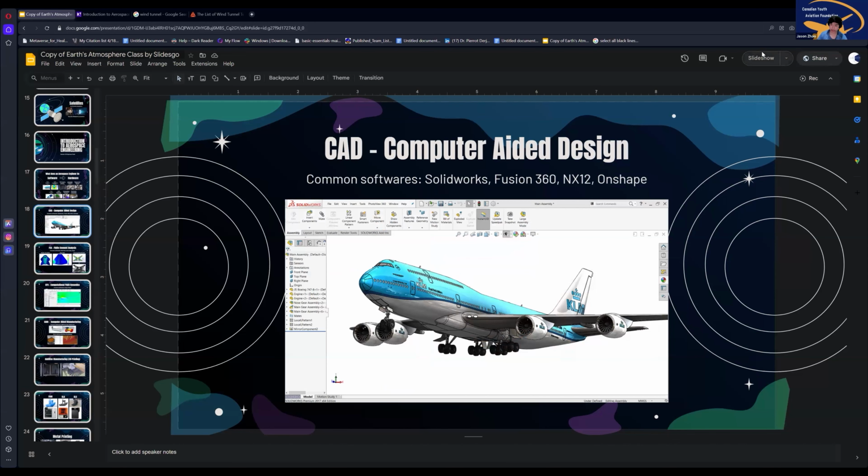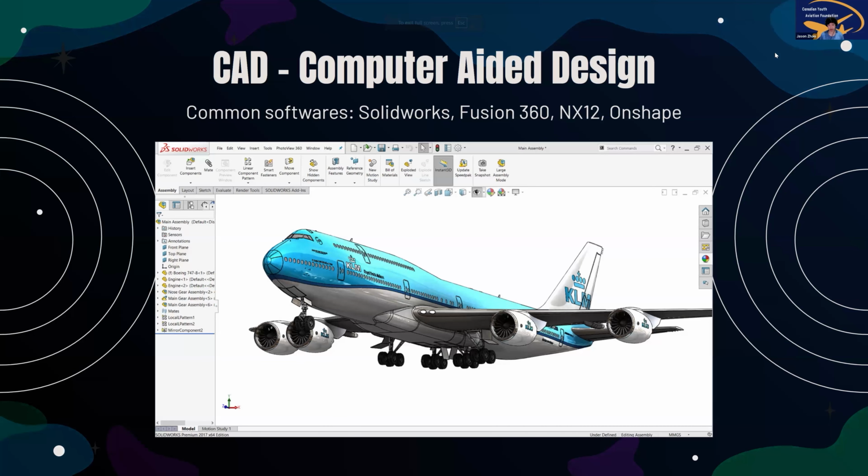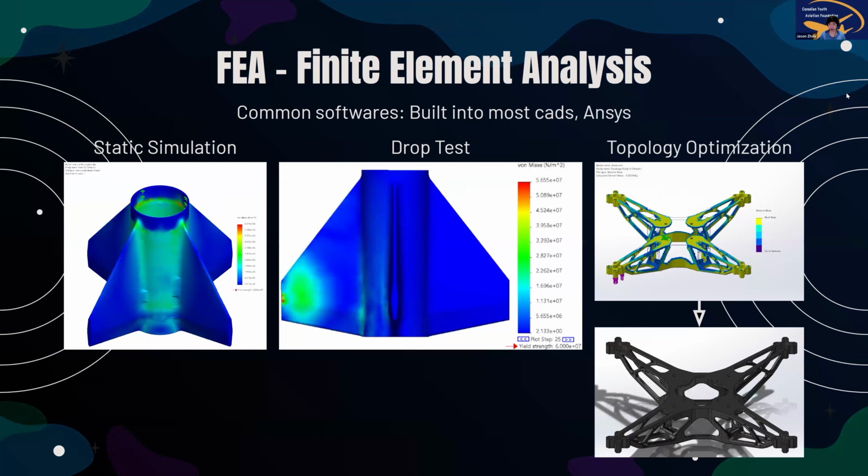So once again, when you start making something, you have an idea and you want to make a 3D model of the idea. You use CAD to make your idea a 3D model. And now that you have a 3D model, you want to see if it's strong enough.